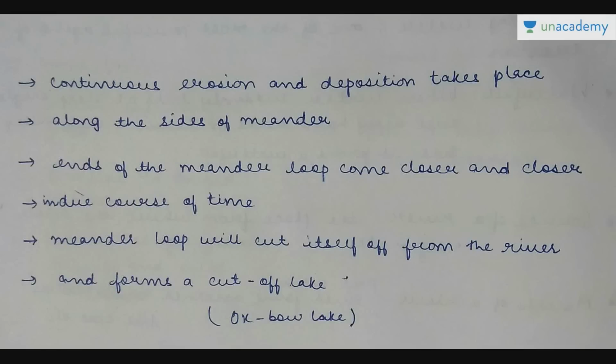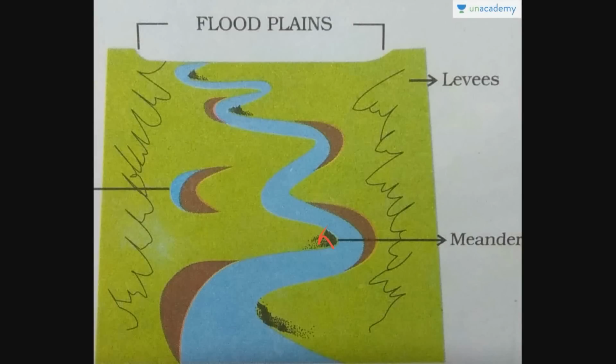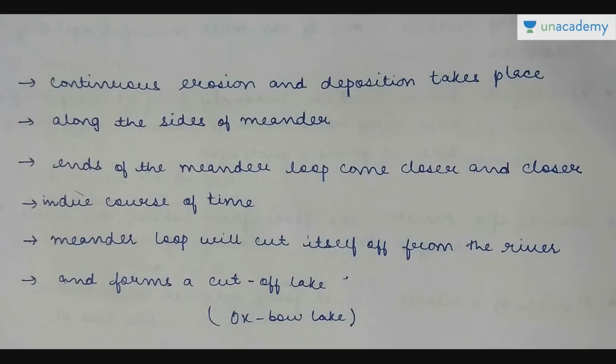What happens is that when the river enters the plain and starts moving, there is continuous erosion and deposition taking place. The river is carrying materials along with it, so that is erosion, and when it is carrying one material, it is depositing the same material at another place as it moves along, so that is deposition. Now this continuous erosion and deposition takes place along the sides of the meander. So here you'll see deposition is taking place here, erosion is taking place here. Some materials are eroded from this area and some materials are deposited in that area.